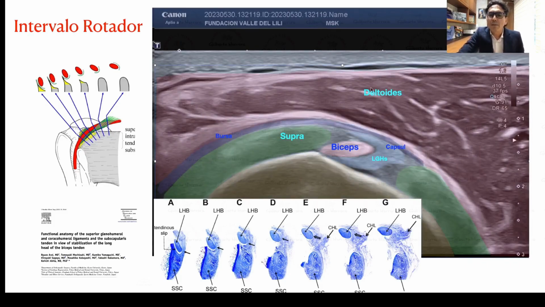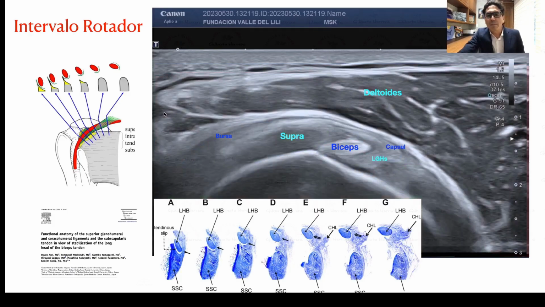In a more academic way, this is the image of the deltoid that we already know how to identify for the interval, in the position I just mentioned, the anterior border of the supraspinatus and the superior border of the subscapularis, and in the center, the biceps. So we are going to clearly identify the capsule and the superior glenohumeral ligament, which takes the shape described by the Japanese group. Let's take a look.